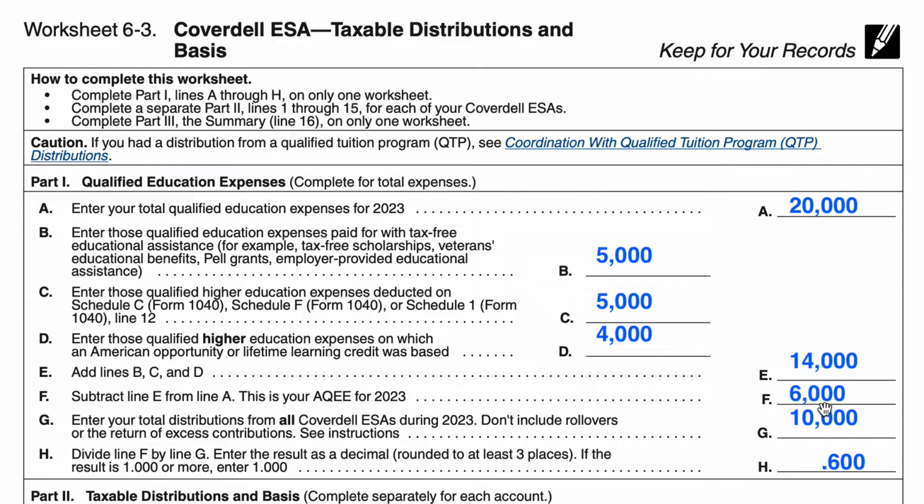Now we divide line F by line G, and we arrive at 0.600. That means our AQEE is 60% of the total distributions. So by the time we finish part one, we know we're going to pay some tax on the Coverdell distributions. How much? We don't know yet, because we don't know how much basis we have, and we don't know how this distribution is going to impact that basis. That's going to be part two.